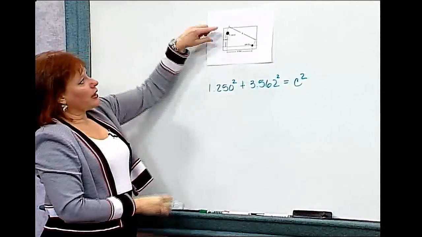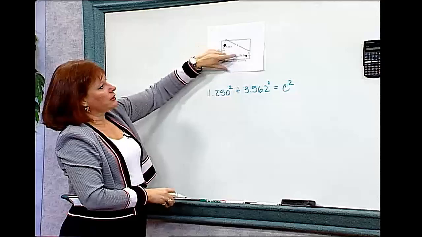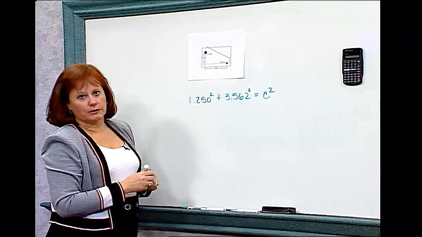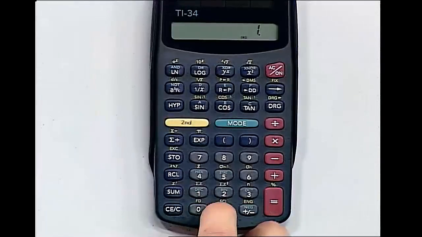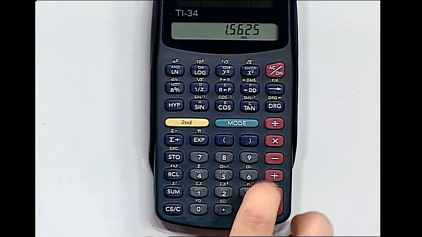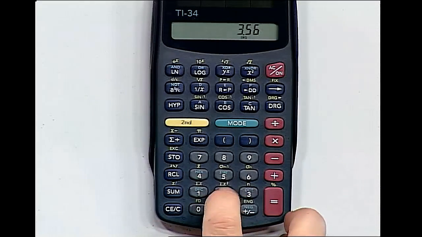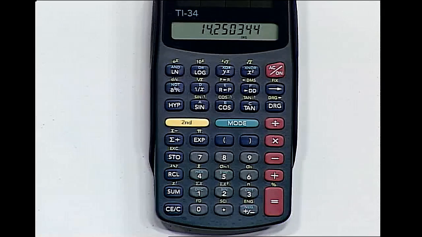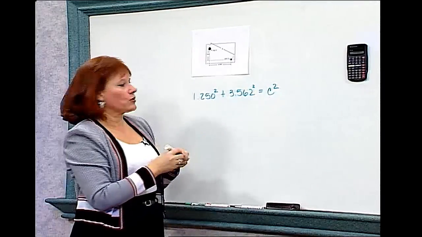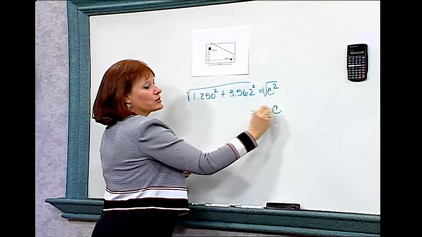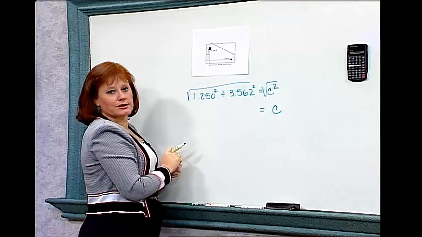And let's remember that the hypotenuse goes from the center of the top hole to the center of the bottom hole. So I'm going to move to my calculator to do this problem. I'm going to take 1.250 and square it. And I'm going to add that to 3.562, which I'm also going to square. And I'll find the total. Now this total is going to give me c squared, and I only want to find c, so I know that I have to take the square root of both sides of this equation. When I take the square root of c squared, I'll get the square root of this sum.